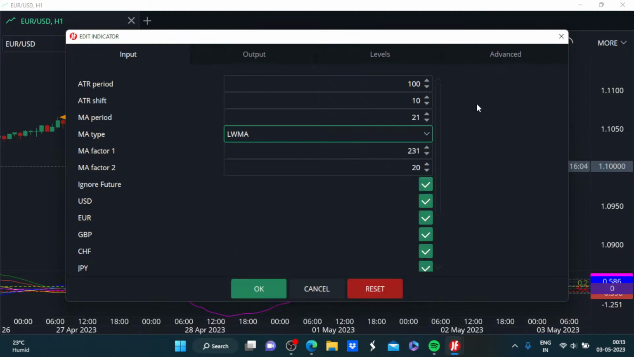You can also vary the moving average period and the MA factor 1 and 2. Along with that, the ATR can also be varied. So all these input parameters are variable, and depending on what kind of combination you use, you will have a lot of fluctuations in the plotting of these CSS.